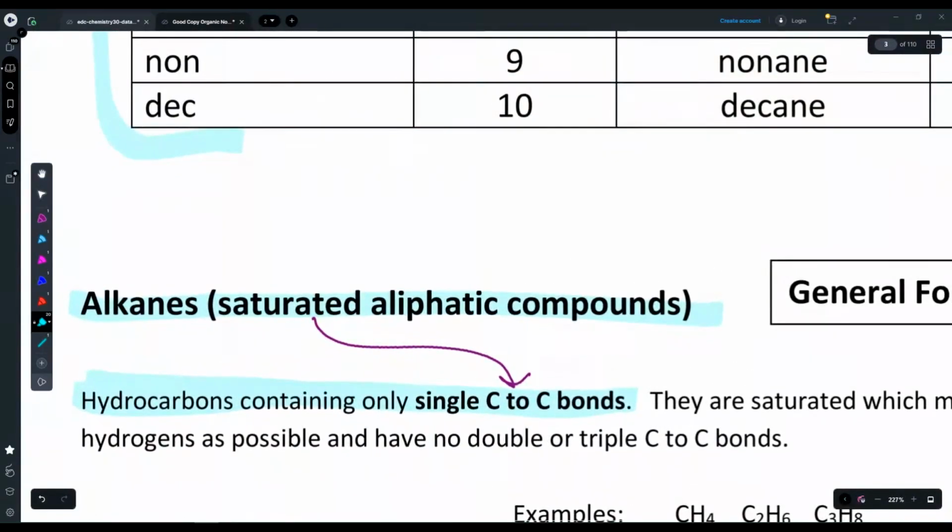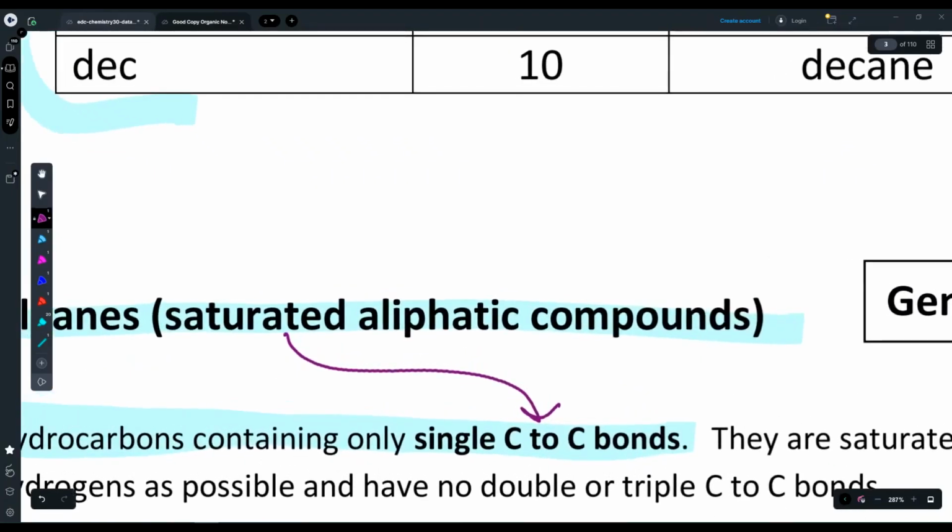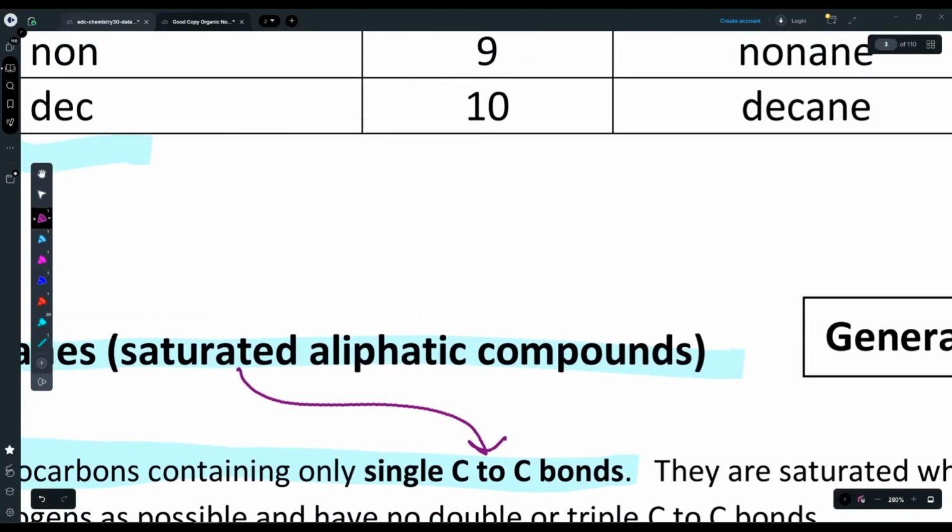All right, now let's move on to this word aliphatic. What exactly does it mean? When you're talking about an aliphatic compound, you are referencing any compound that does not have an aromatic ring in it. Okay, what exactly is an aromatic ring? We are going to get into that in later lessons.